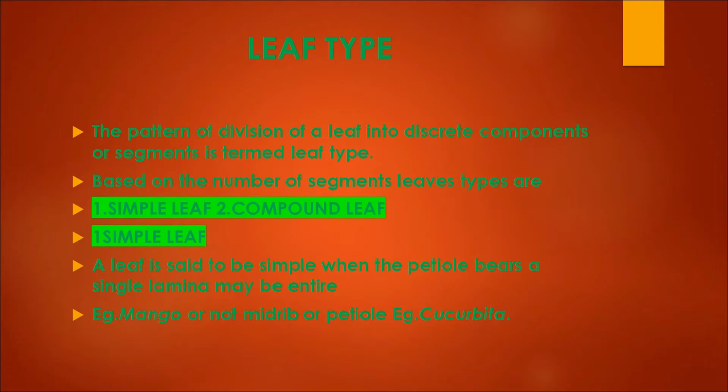Now leaf type. According to the pattern of division of the leaf into discrete components or segments, we can term it as leaf type. Based on the number of segments the leaf possesses, it is divided into simple leaf and compound leaf. First one, simple leaf. A leaf is said to be simple when the petiole bears a single lamina and it is entire. Example mango.